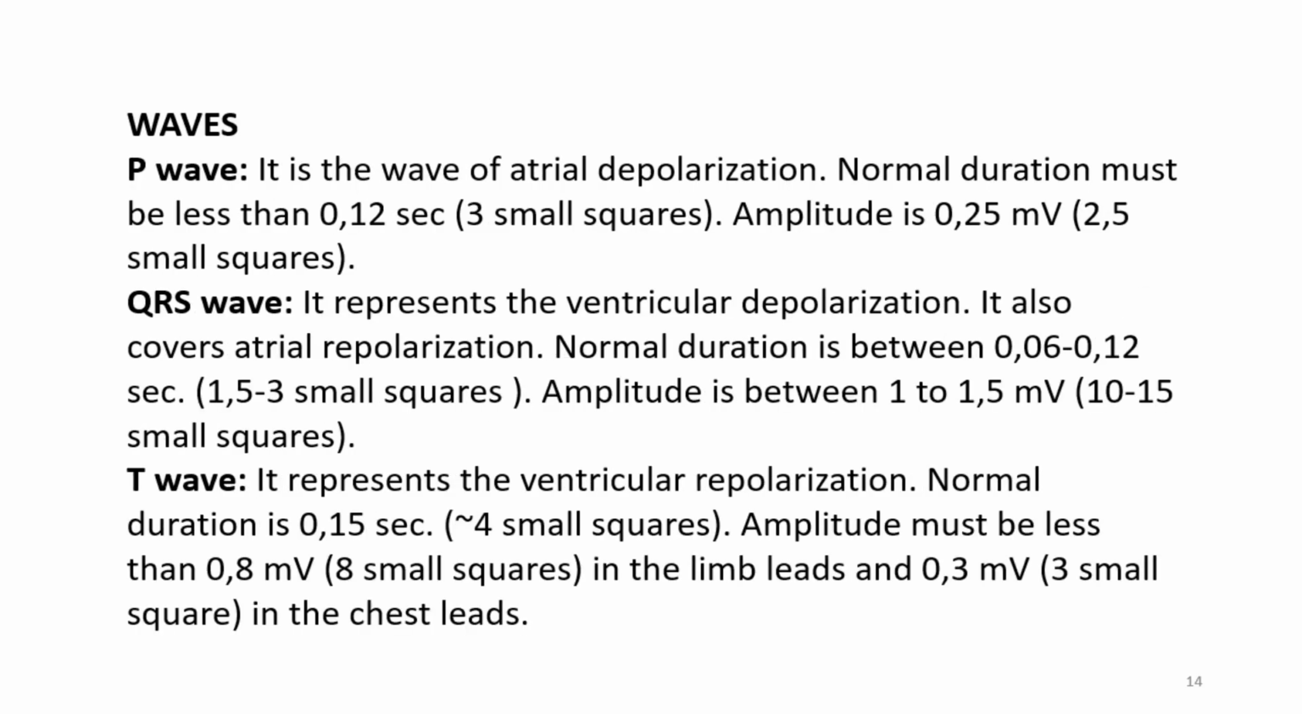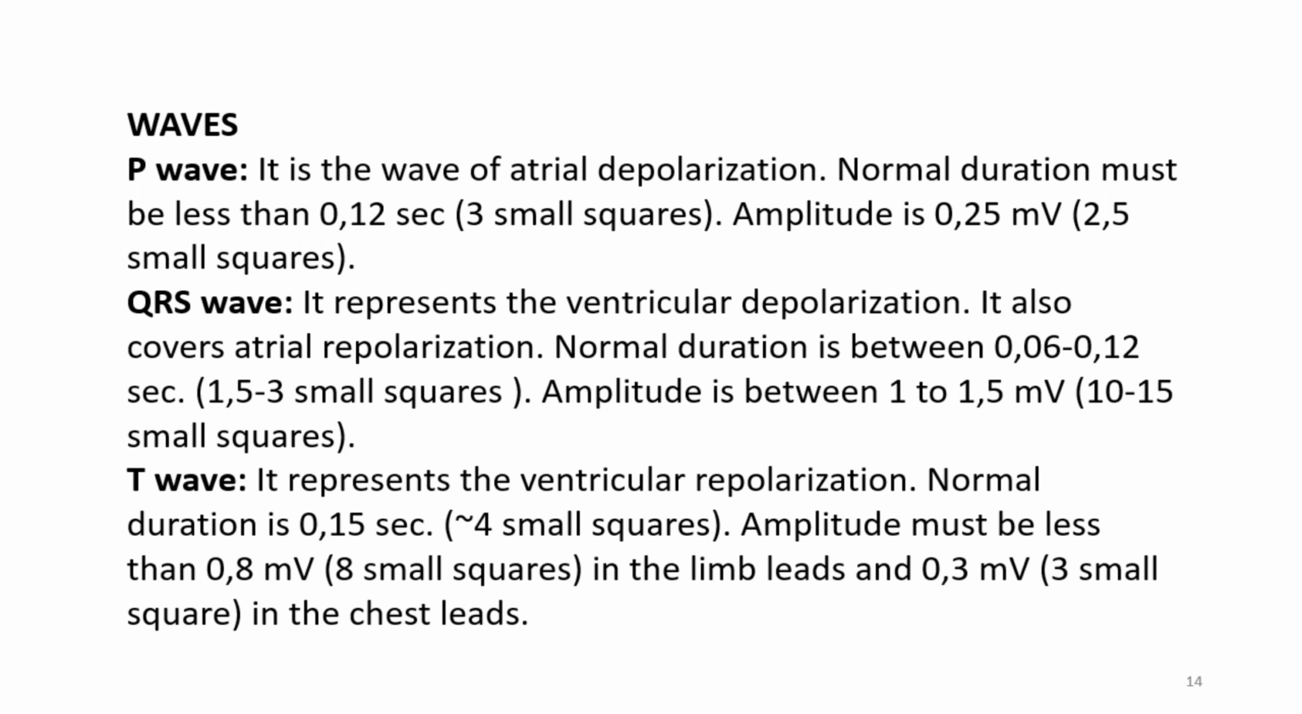So the P wave is the wave of atrial depolarization, and the duration of it is less than 0.12 seconds. Amplitude is 0.25 millivolts. QRS wave represents the ventricular depolarization. It also covers atrial repolarization. That's why we don't see atrial repolarization wave in normal electrocardiography. Normal duration is between 0.06 to 0.12 seconds, and the amplitude is between 1 to 1.5 millivolts.